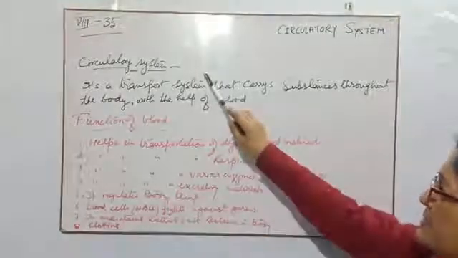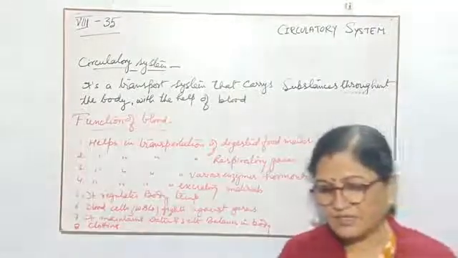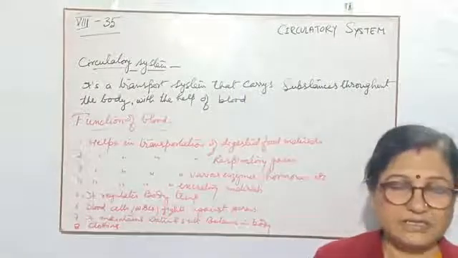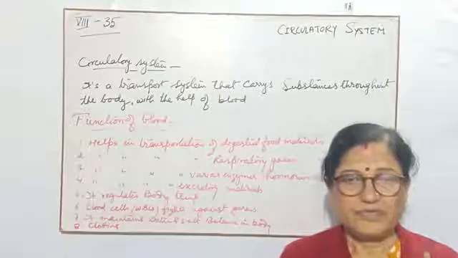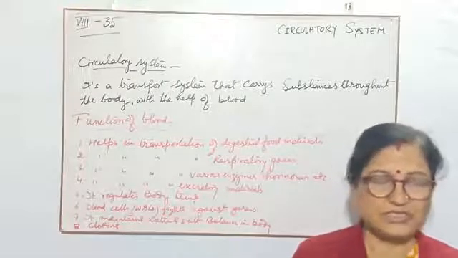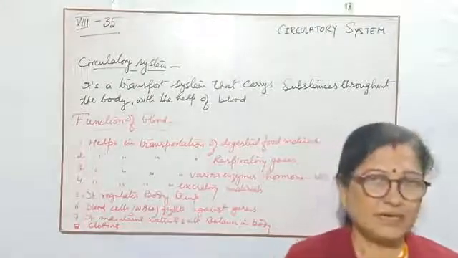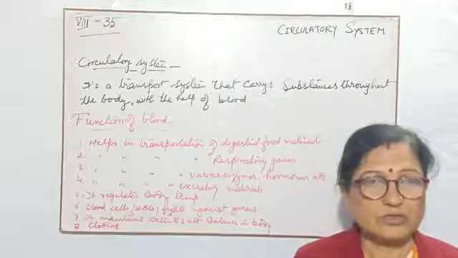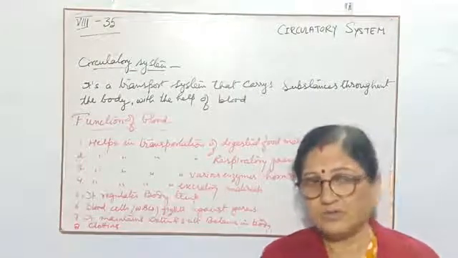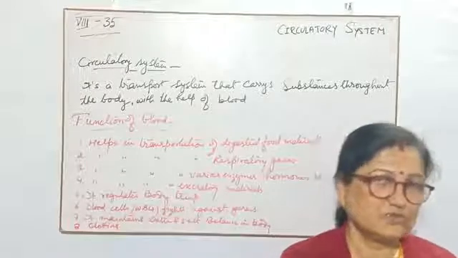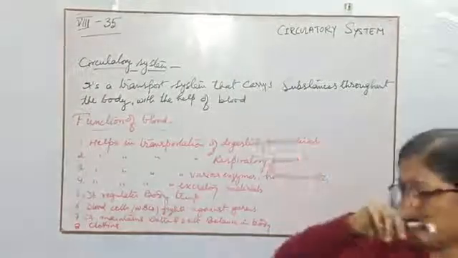Now, this chapter is related to the circulatory system. And children, when the word system is given, it means that the same function or one function is done by two or more things or substances. Then this is known as a system. So this is known as the circulatory system.